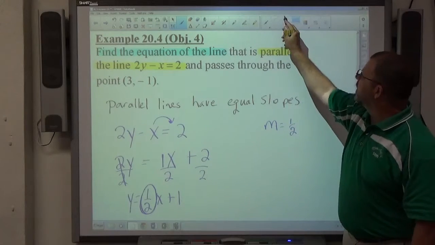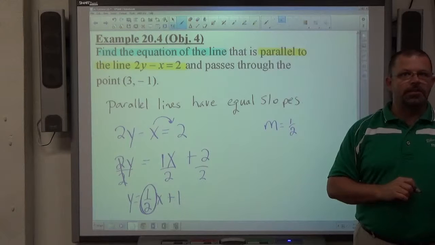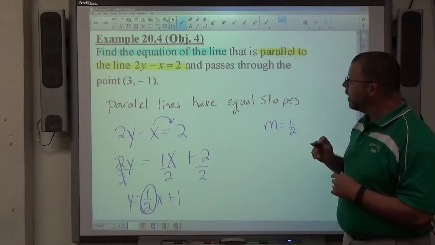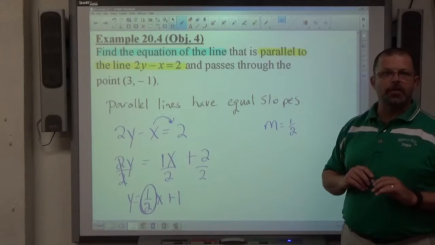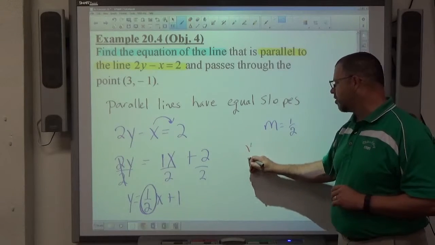Now the second thing is, how do you find the y-intercept? That's the other thing we need to know. At this point, every single problem we get, the y-intercept is going to be found the same way. You always go to y equals mx plus b.